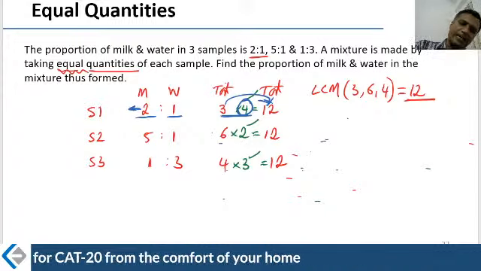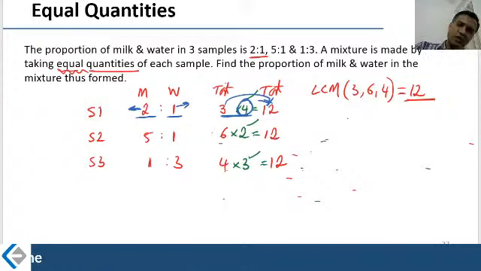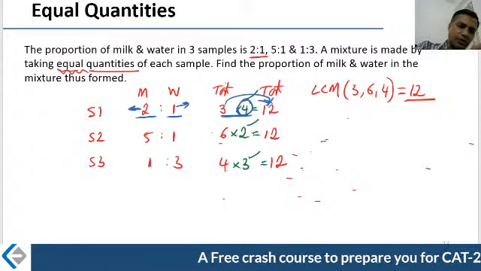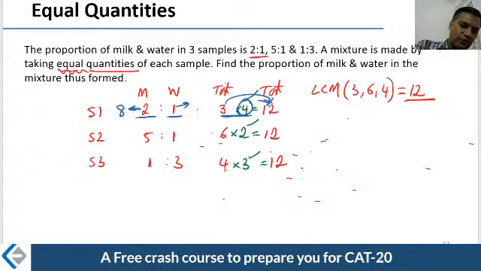Now, what is the quantity of milk? It has become 4 times. What about the quantity of water? That also has become 4 times under this consideration. Therefore, 4 into 2, 8. 1 into 4, 4. Great.